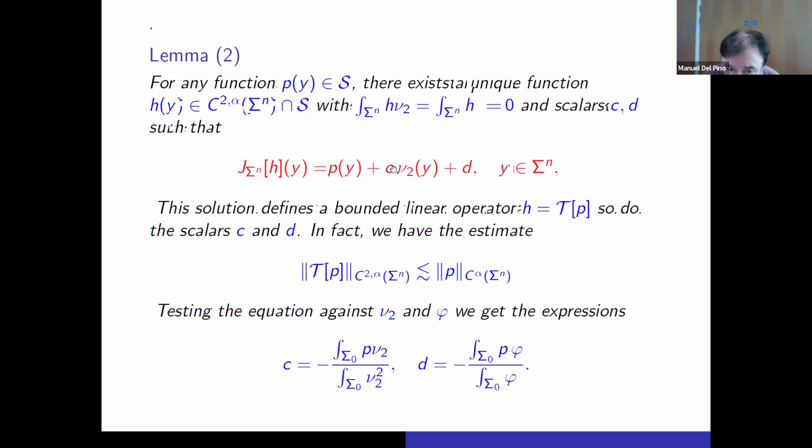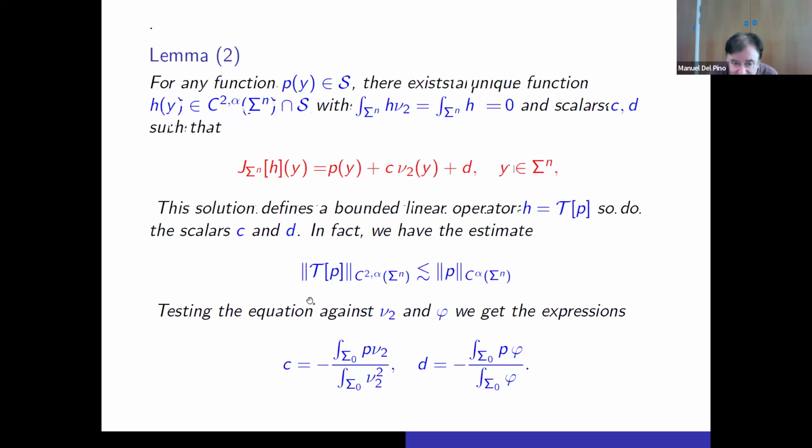How do we find the constants C and D once we have the solution? They are explicit, simply by testing against nu2, which is an element of the kernel, and we integrate on sigma 0. The integral for phi, for this test function phi of the previous lemma, will give me the value of d, and d is given simply by this. Okay, it's that simple.